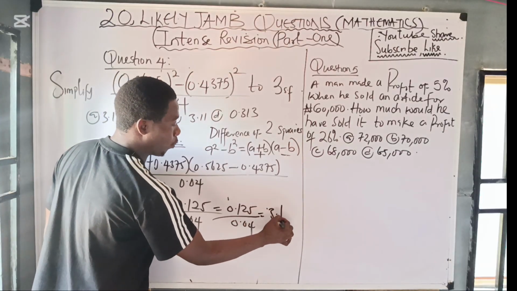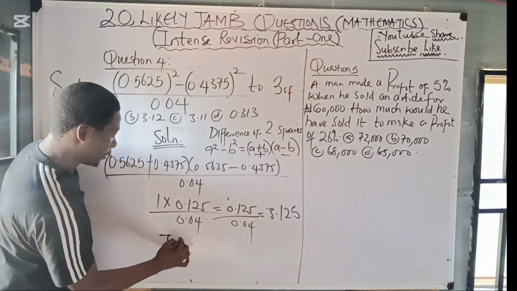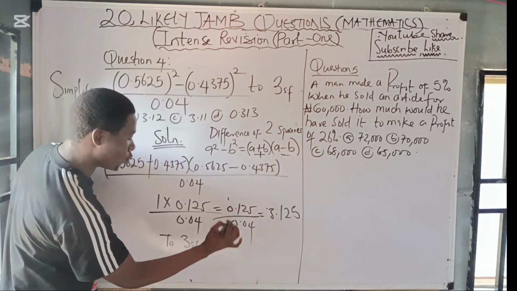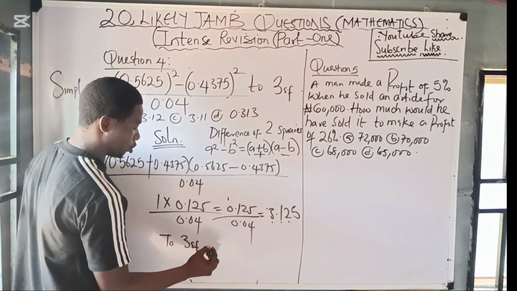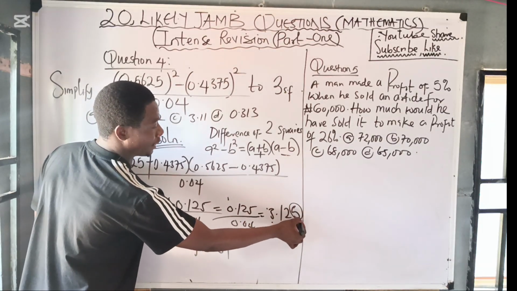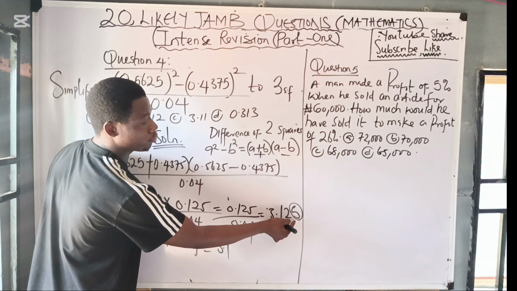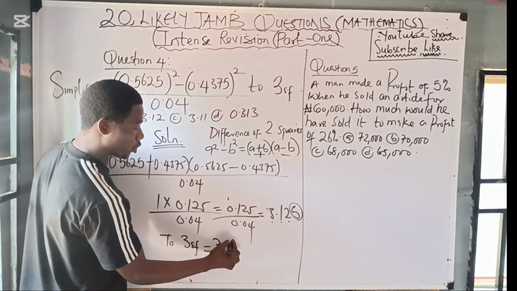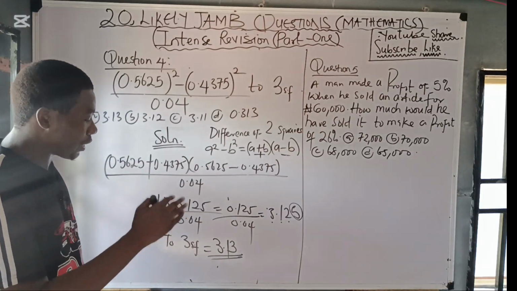That will give us 3.125. So to 3 significant figures, look at it, we need 3 numbers, 1, 2, 3. So you have 3.1. But the one that comes thereafter, that we don't need, is up to 5. So we take 1 from here and add it here, it becomes what? 3. So the answer is 3.13 to 3 significant figures.